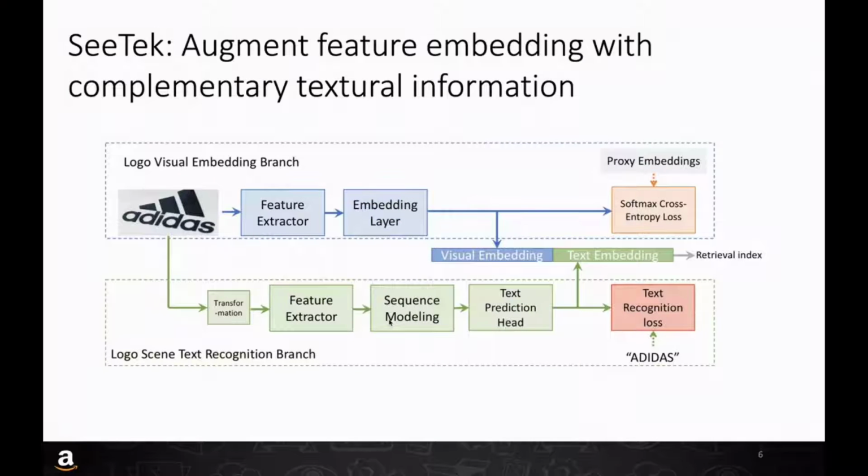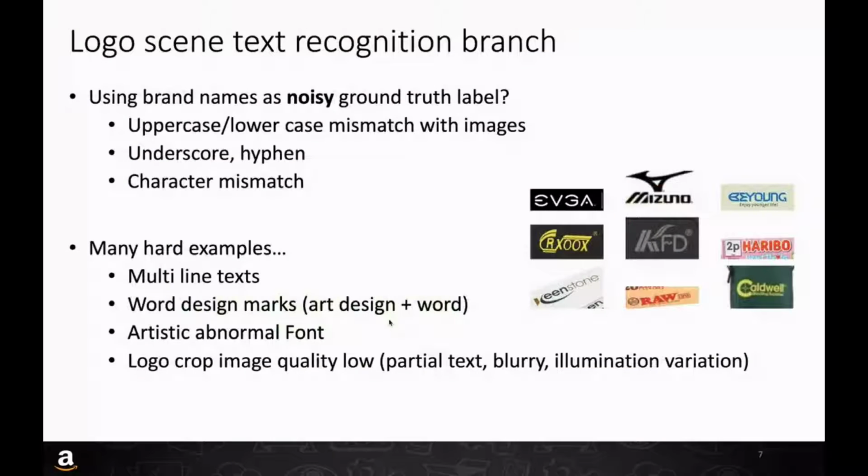Our proposed multimodal SeeTek model architecture is straightforward. We augment the visual embedding branch with another text recognition branch to extract texts. Where the text branch is penalized by a CTC loss or a character cross-entropy loss, and the visual branch is penalized by a proxy loss. The latent visual embedding and the text embedding are concatenated together to be compared with the retrieval index.